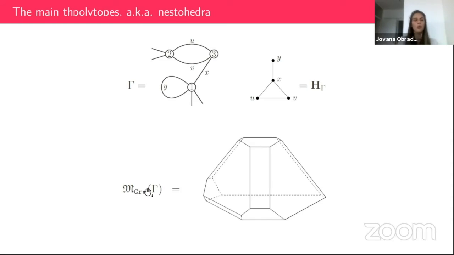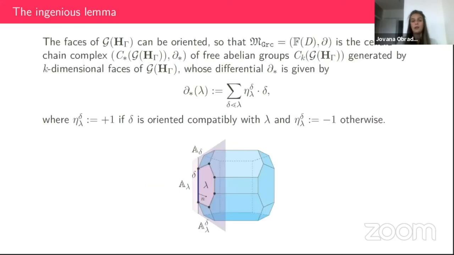So the composition of the operad should be thought of as the Cartesian product of faces, and of course, the differential of MGRC will be just the boundary operator. Okay. At this point, what remains to be done is to show that the genuine convex polytope that realizes this abstract polytope can be oriented in such a way that the associated cellular chain complex is precisely our minimal model, which is a pretty clever way to obtain its homology. And this is precisely what the ingenious lemma says.